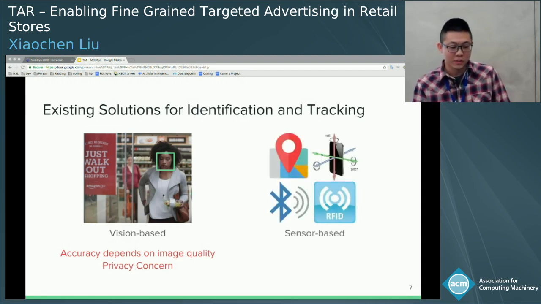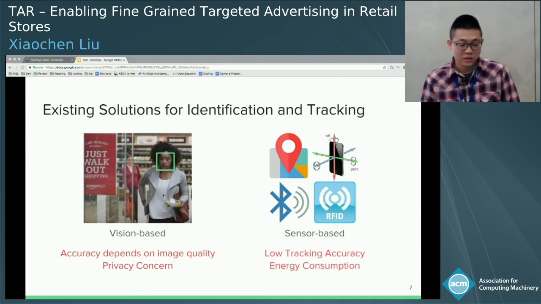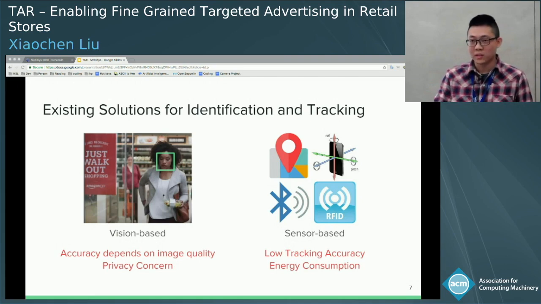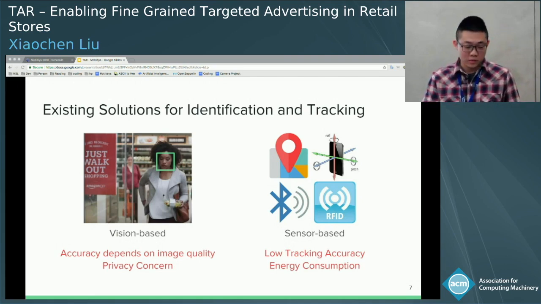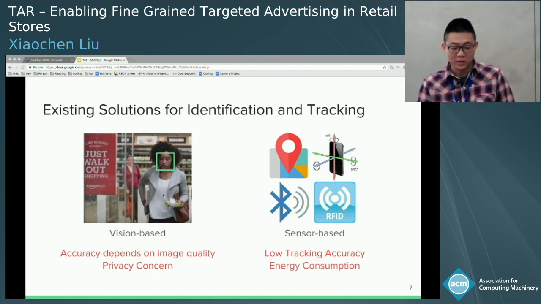Another solution leverages sensors on users' smartphones. For example, Facebook and Twitter use users' GPS location to infer which store they are in, and Walmart uses RFID receivers on shopping racks to sense the approaching customers. These sensor-based solutions can easily get the device ID for identification. However, due to the noisy signals in hardware, they might not be good for fine-grained tracking in the store, and some of them may drain the battery very fast.